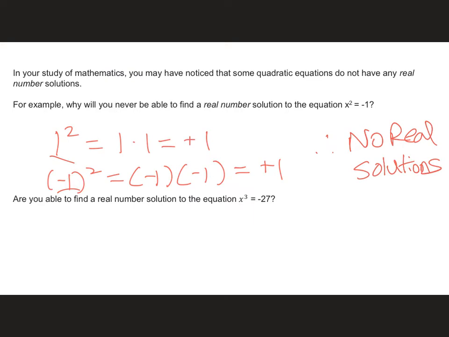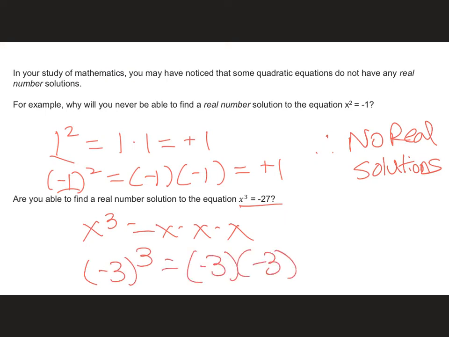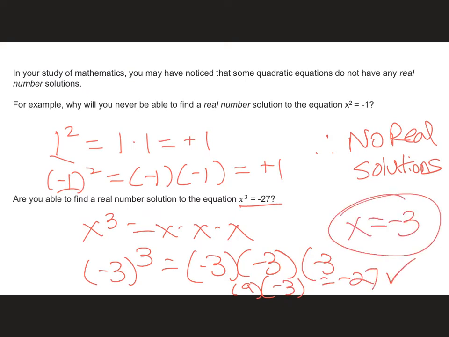After some consideration, hopefully you realize that there is a value for x that does work. The answer is -3, and that is because x cubed is simply x times x times x. So if I replace x with -3 and cube it, -3 times -3 is 9. Times one more -3, I get -27. So therefore, the answer to this problem is -3, which is a real number.